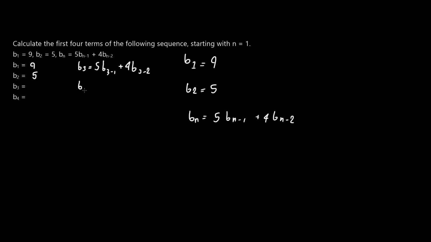So this ends up looking like this. b sub 3 will equal 5 b sub 2 plus 4 b sub 1. So notice how b sub 2 and b sub 1 are terms that we do currently have. b sub 1 is 9 and b sub 2 is 5. So all we have to do now is just replace them and substitute them for the terms here. So b sub 3 will equal 5 multiplied by b sub 2, which is 5, plus 4 multiplied by b sub 1, which is 9. So then b sub 3 will equal 61.